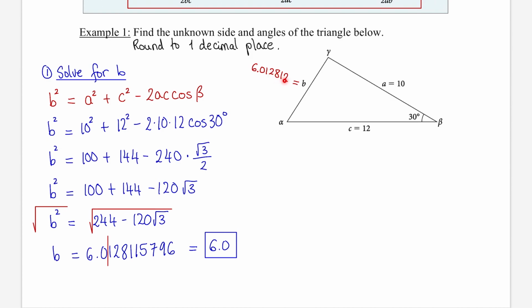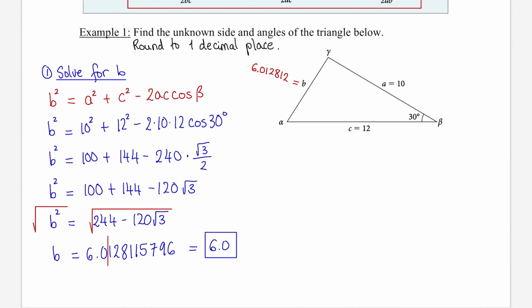I found B, 6.012812. Notice that this number is slightly different from this number. Well, the actual answer for B is 6.0 because they asked me to round to one decimal place. However, I will need to use this B to find gamma and alpha.